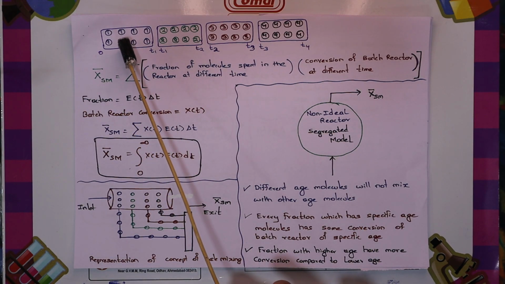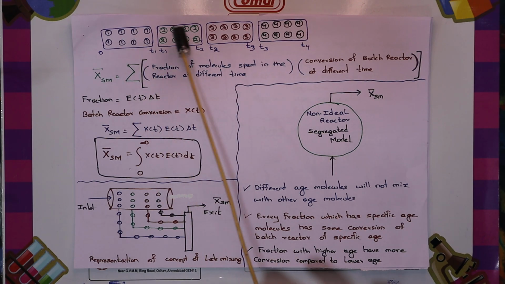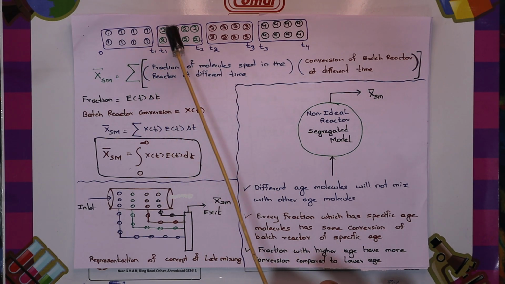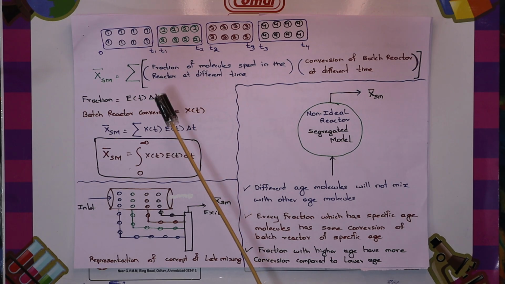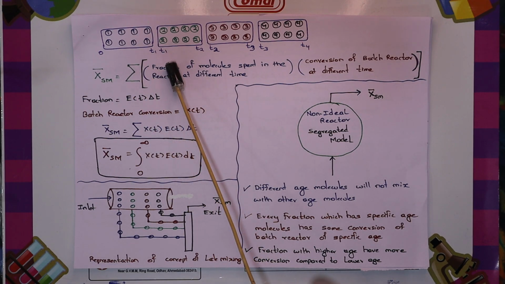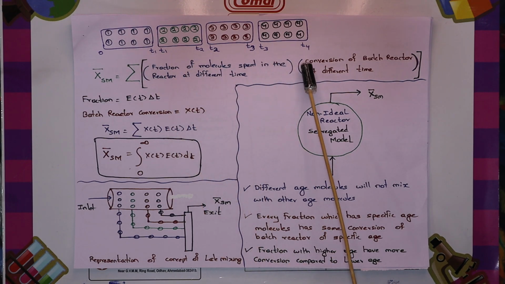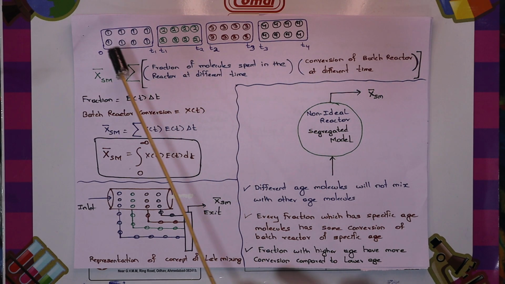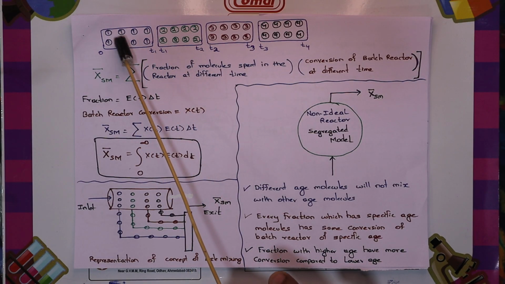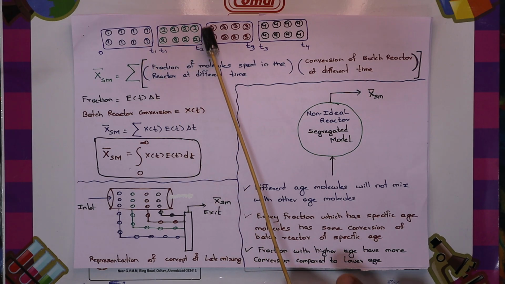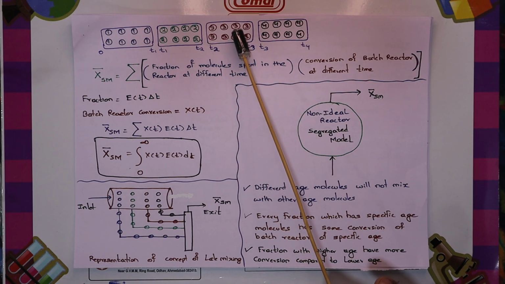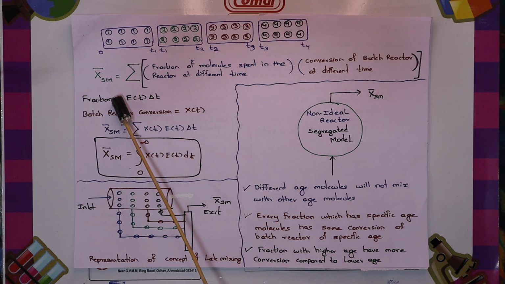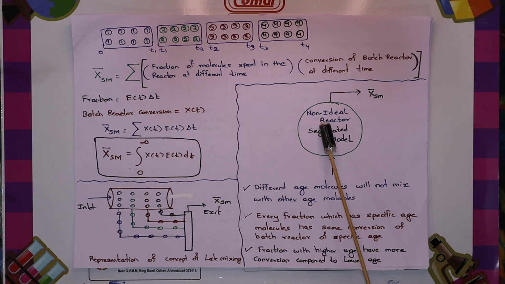If you go through this, what is the conversion? It is the summation over all the fractions of molecules in the particular non-ideal reactor. This fraction information comes from the tracer curve experimental data, which is shown on the earlier page. Sigma of the fraction of molecules spent in the reactor at different times multiplied by the conversion in the batch reactor. That means this fraction is multiplied by the batch reactor of age 1, this fraction by the batch reactor of age 2, this fraction by the batch reactor of age 3, and so on. If you sum all of them, you get the overall conversion in this non-ideal reactor.